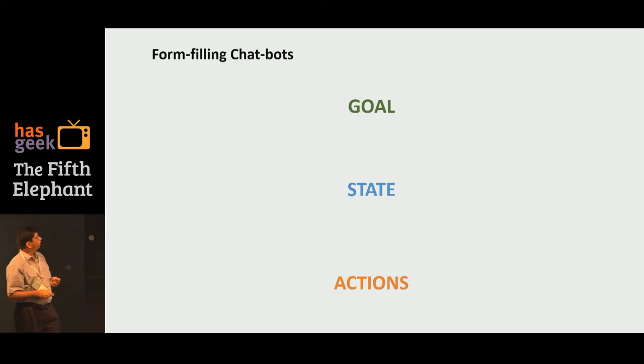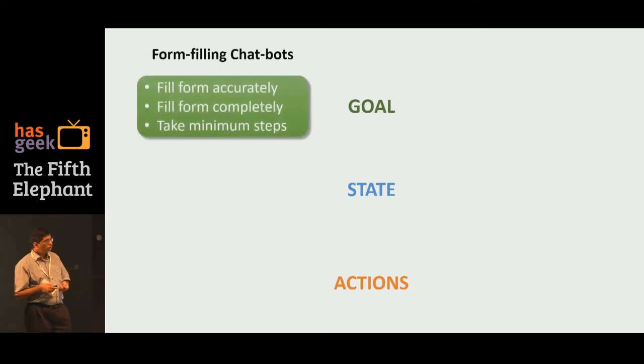So that's the idea behind what I call form-filling chatbots. So what is the goal in this case? If I want to model this as a reasoning problem, what would be the goal in a form-filling chatbot? Okay. So the goal would be, hey, fill the form accurately. Don't assume anything. Fill the form completely. Don't miss out anything. And take the minimum number of steps. Don't ask stupid questions and things like that, right? So that is the idea.